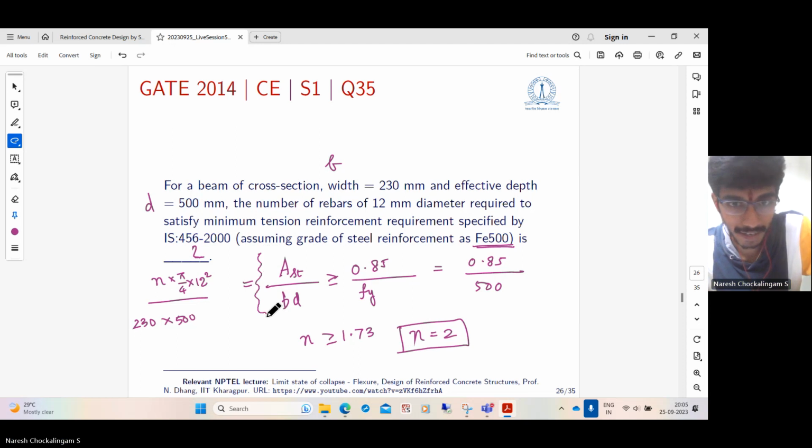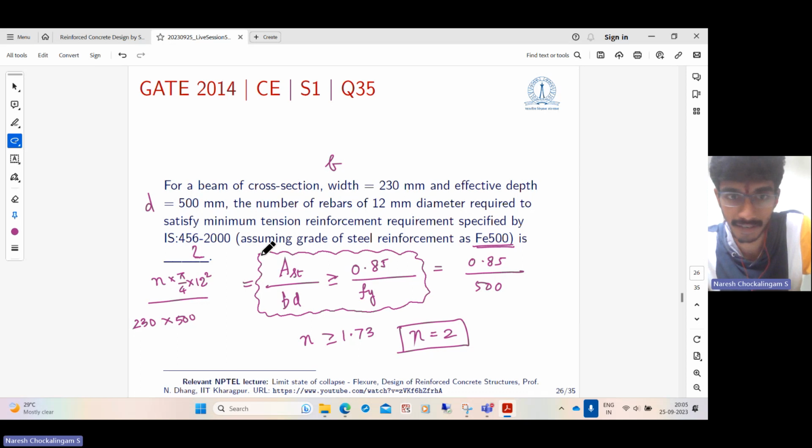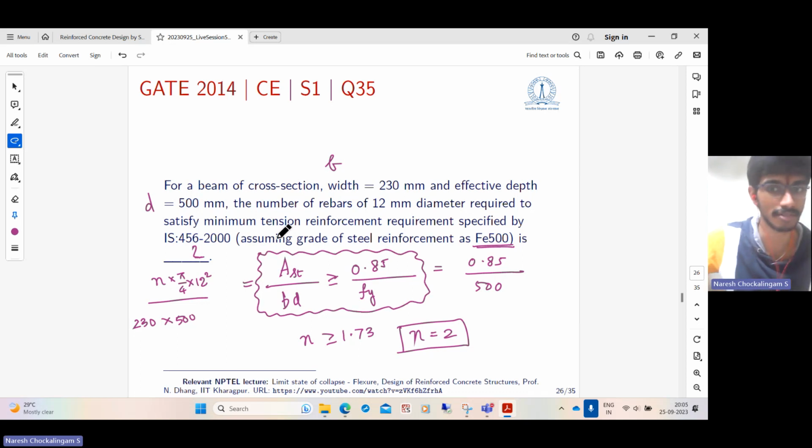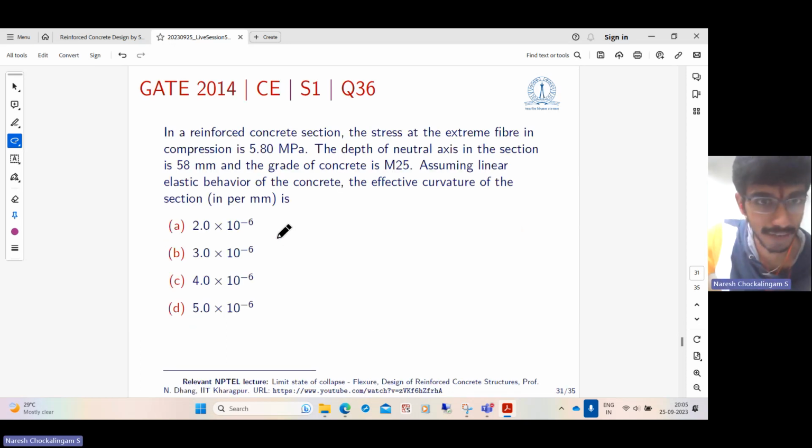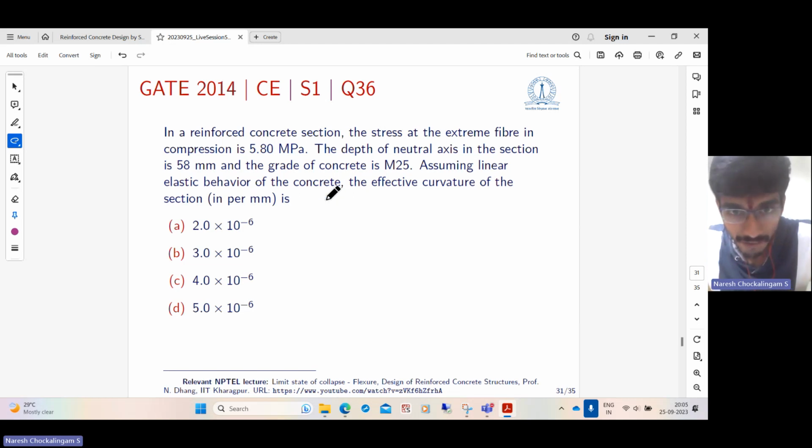So it's a very easy question. If you remember this, it takes only a few seconds to solve this question. So coming to the last question for the day. Okay, this is also a very simple question. In a reinforced concrete section, the stress at the extreme fiber in compression is 5.8 MPa. So we have a reinforced concrete section.